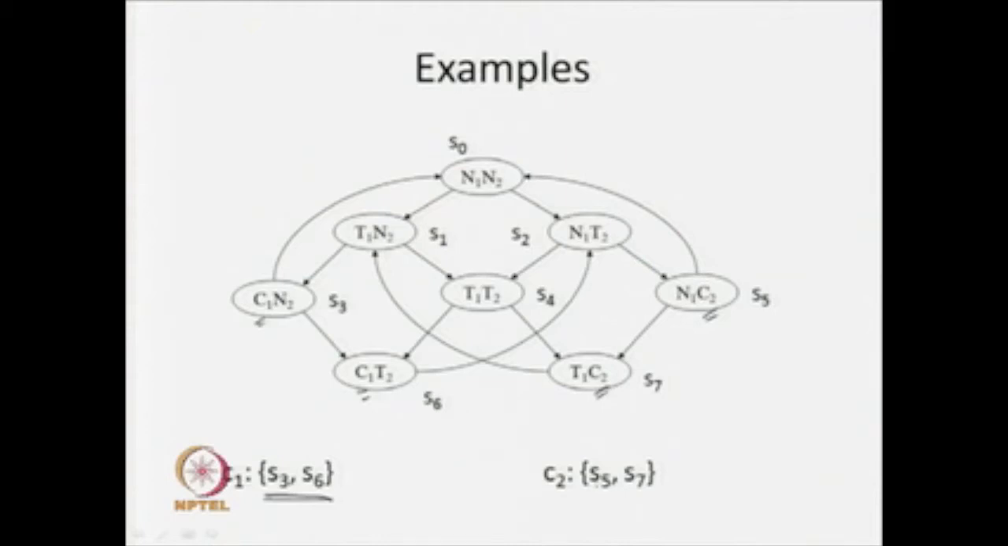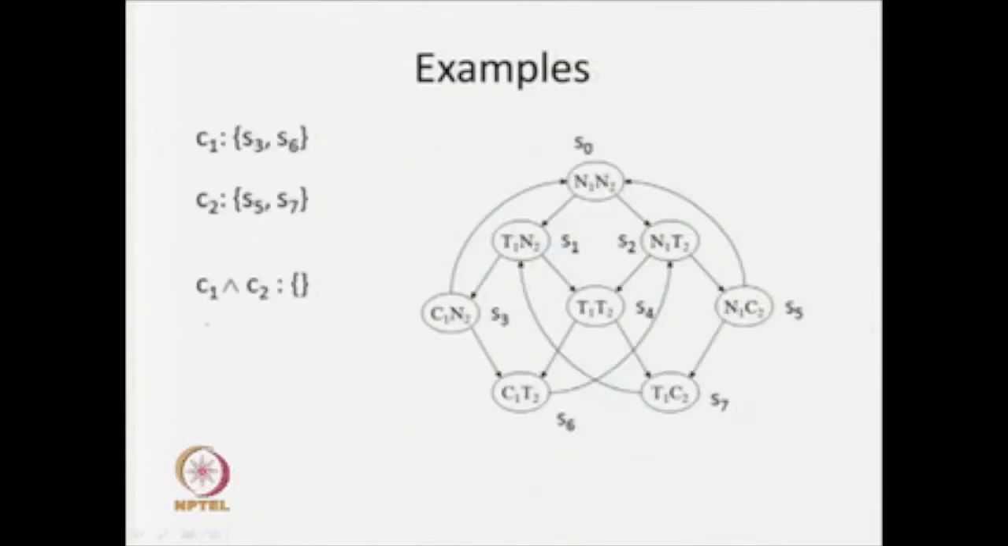So, the set of states where C2 is true is your S5 and S7. So, we know the labeling of these two subformulas C1 and C2. Once we know the labeling of C1 and C2, we can look for the labeling of C1 and C2. What are the states where C1 and C2 is true?